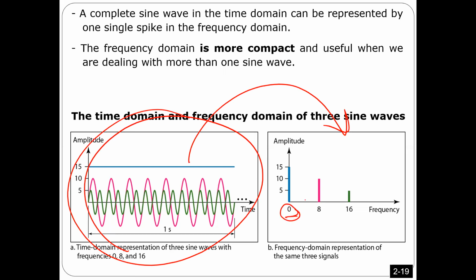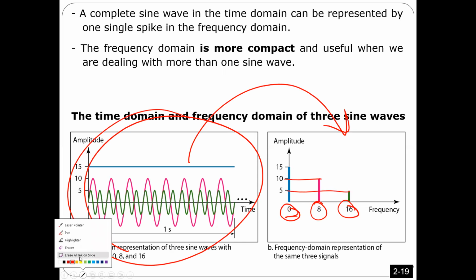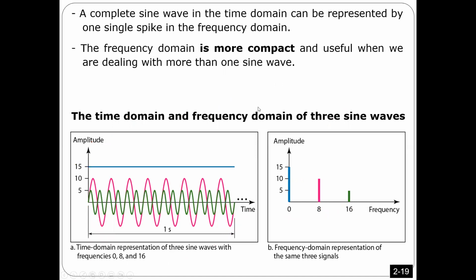For every signal, I'm gonna go to the frequency, and then I'm gonna make a spike to the amplitude we have. Okay. So you can see here. That's what we call frequency domain. You can see the frequency domain is more compact. This is a very easy case. Why? Because we have only 3 signals.